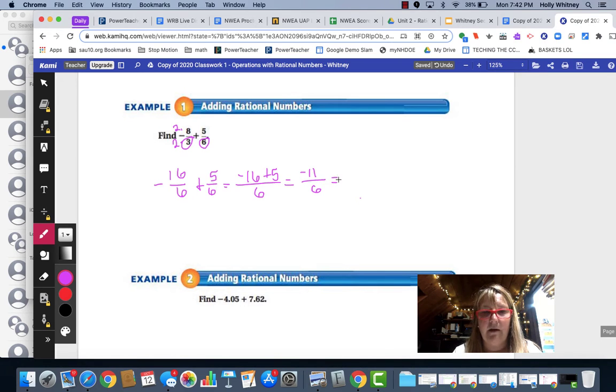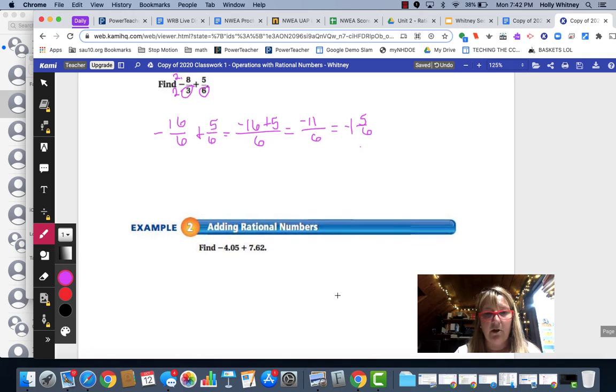Well, we can simplify that. The number of times that 6 goes into 11 is once. Don't forget the negative. Remember, leave no sign behind. And if we subtract 11 subtract 6, we end up with 5. So it's negative 1 and 5/6.